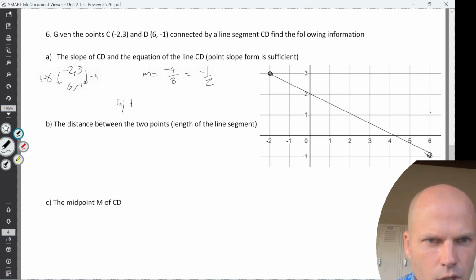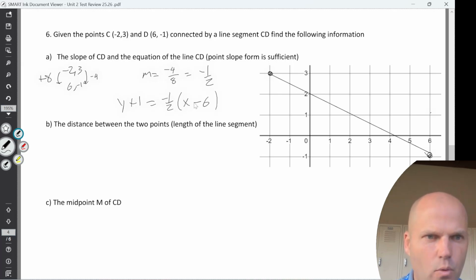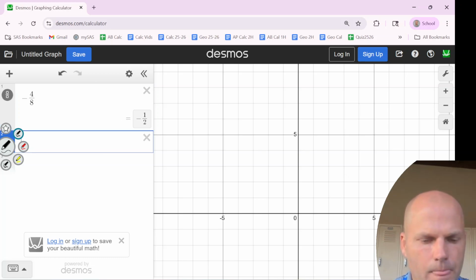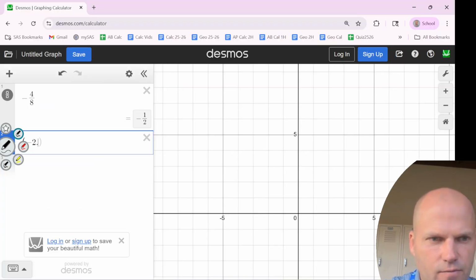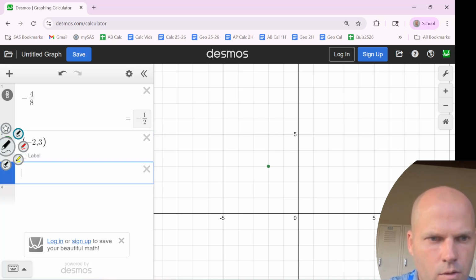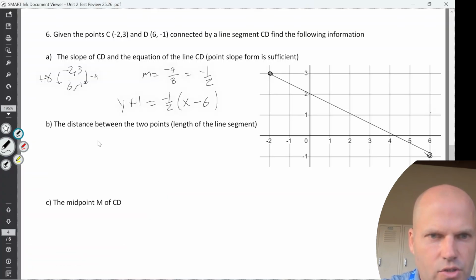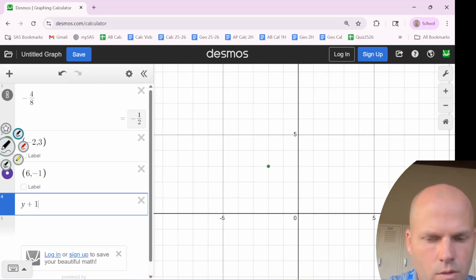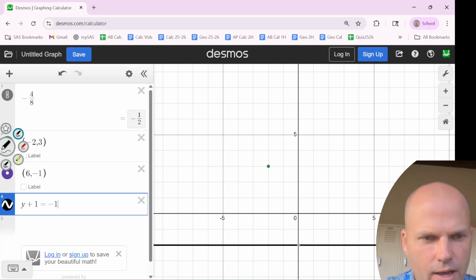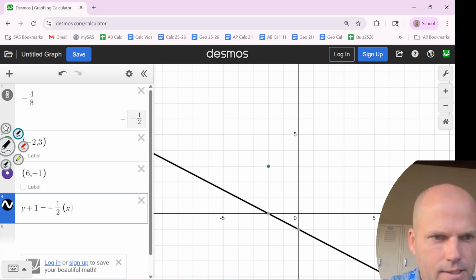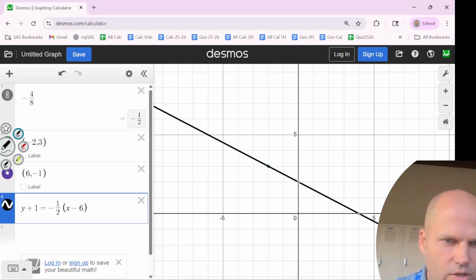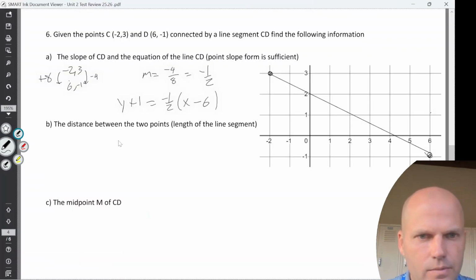And including one of our points with that slope, we will get the equation of the line. I'm using the point (6, -1). And I should see the point (-2, 3). Should see the point (6, -1). I should see that y plus 1 equals -0.5 times (x minus 6) is the equation of the line that passes through those 2 points.